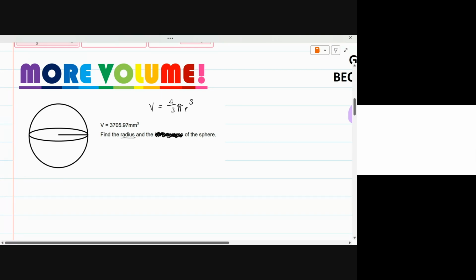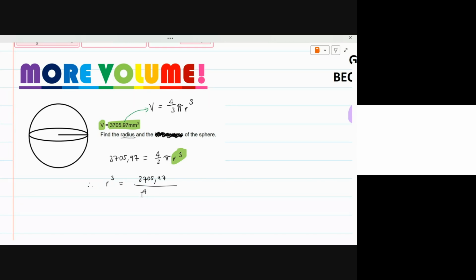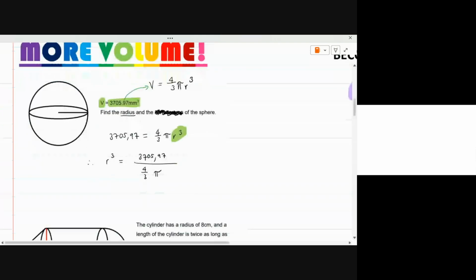So the thing is, in this particular question, they've given us the volume. They've told us that the volume is this. So all I'm going to do is go into my formula and replace the volume part with that. Sorry, Gift. So 3705,97 is equal to 4/3 pi times the radius cubed. Now, I know that I want the radius, so I'm going to isolate radius cubed. So radius cubed is equal to 3705,97 divided by 4/3 pi. That's the answer I should get.